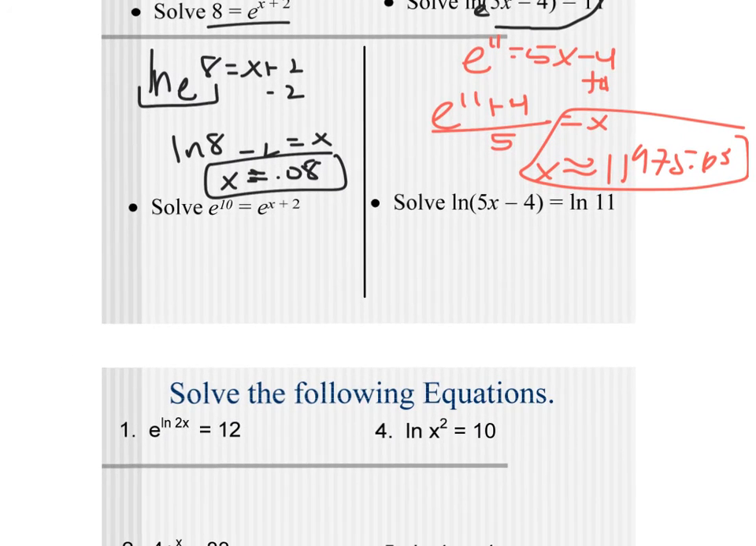Exponential magic. Sorry, I get a little loopy around this time of day. I'm doing this on Friday at like 3 o'clock, so my brain is not working.